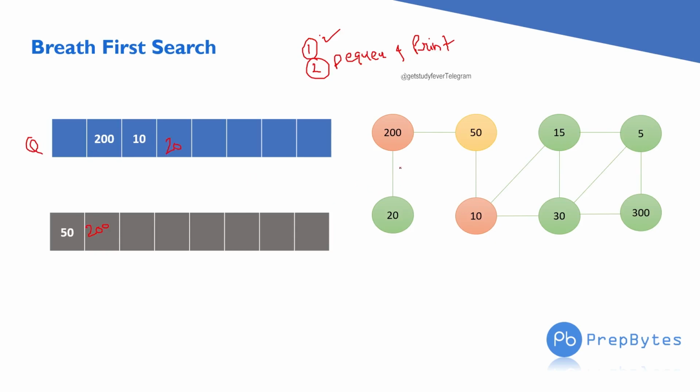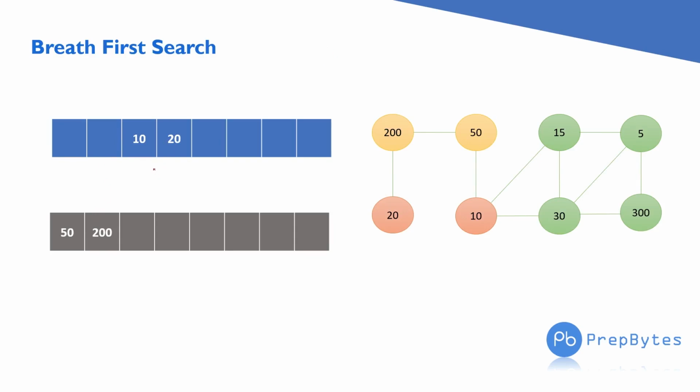20. The neighbors which are not yet visited will be added. This is the important point. Okay, 50 is visited and explored, but this is not visited. This is of green color, correct? So 20 is added. So this is done. What we have done here is 200 is now dequeued, it is printed, and its neighbor is added.